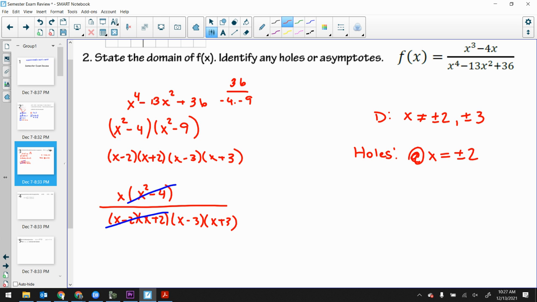If we wanted to, we could plug it in to see where the holes may come up. But I'm okay with saying the x values. So this reduces all the way into x over x minus 3, x plus 3.